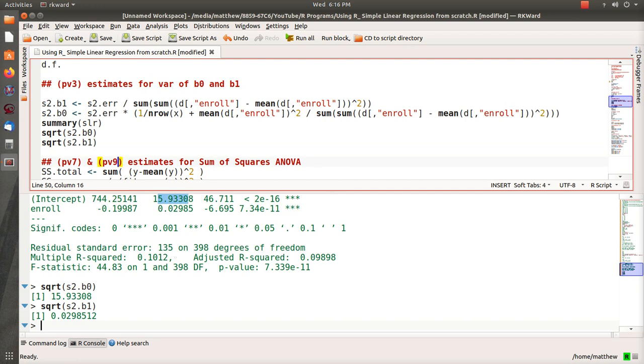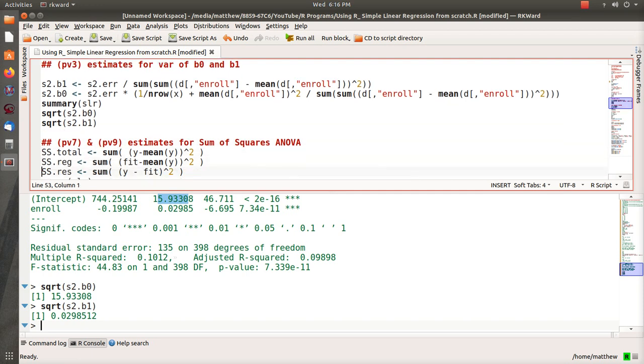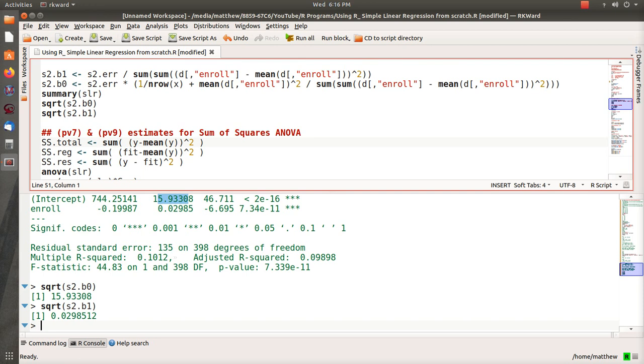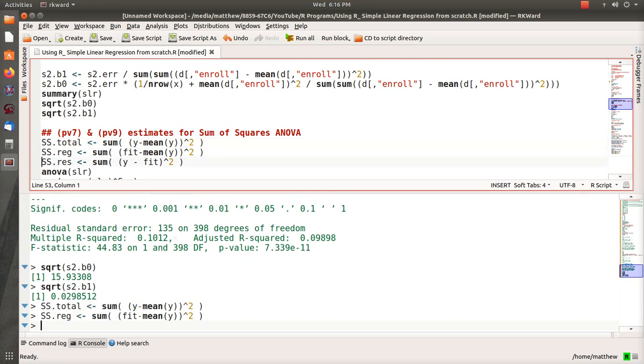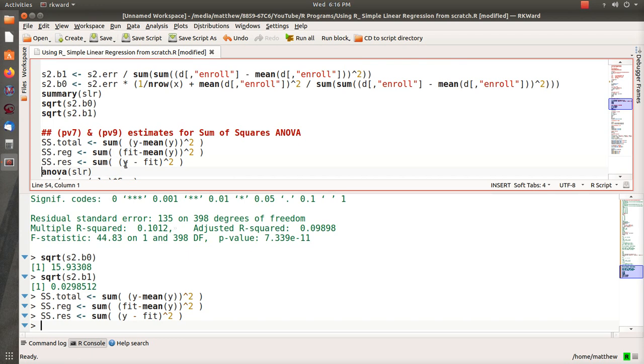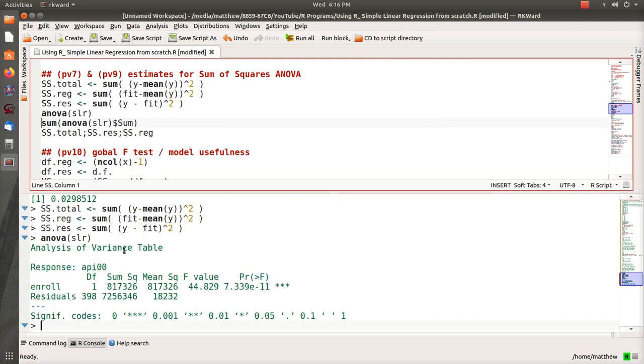Now, for the sums of squares, we have total, regression, and residual. So let's plot those, and this is in previous video 7 in the playlist and number 9 in the playlist. So let's look at the ANOVA model. That's what ANOVA looks like from our SLR results. We have the sum of squares due to enrollment, so that's the regression, and sum of squares due to residuals, and that's this. And the sum of these would be total. So that's what this piece does.